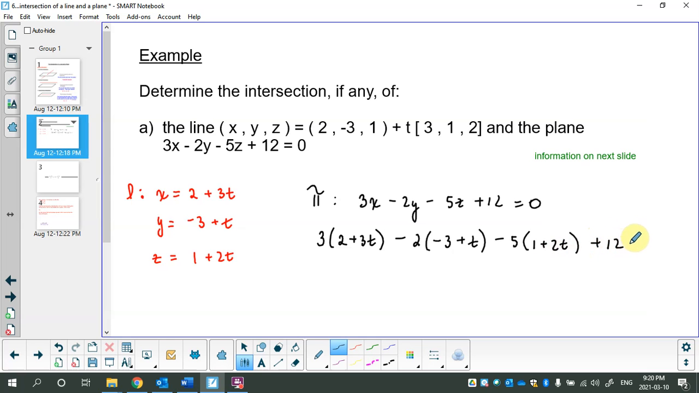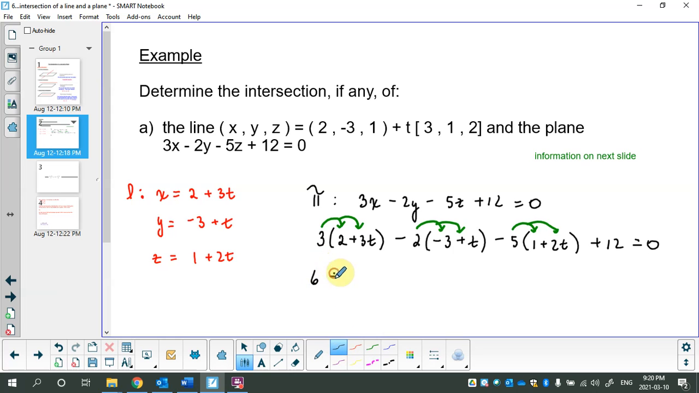Don't lose the 12 and don't lose the equal 0. So now I can do grade 9 math, only higher level. So I'm going to multiply these brackets out carefully, and then I'm going to collect my t's on one side and my numbers on the other.